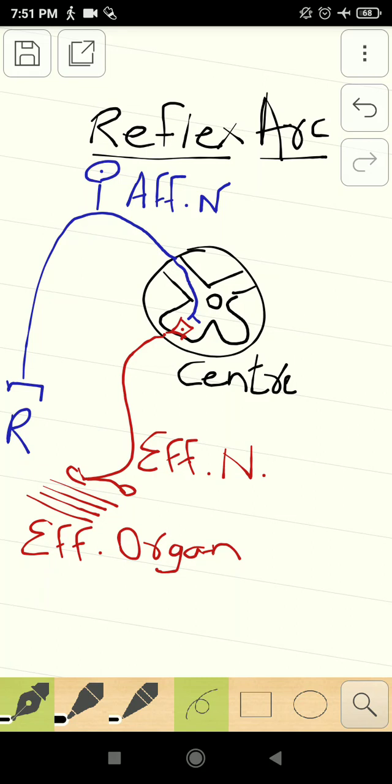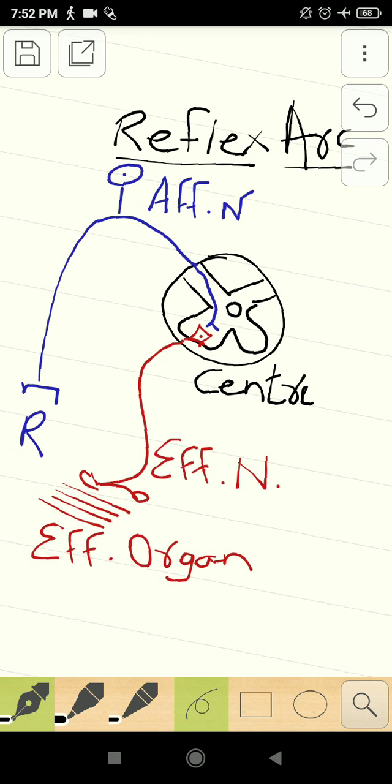A reflex is an involuntary sequence of events which occur almost instantaneously. It is an instantaneous response to a stimulus. So that is called a reflex. A reflex involves the neuronal circuit or neuronal organization called the reflex arc.